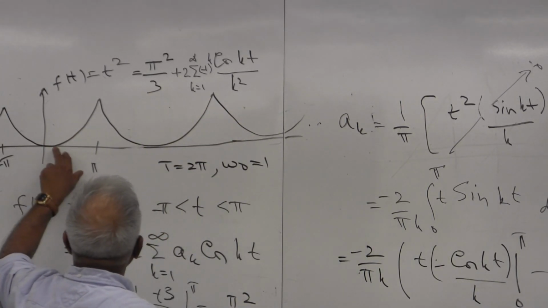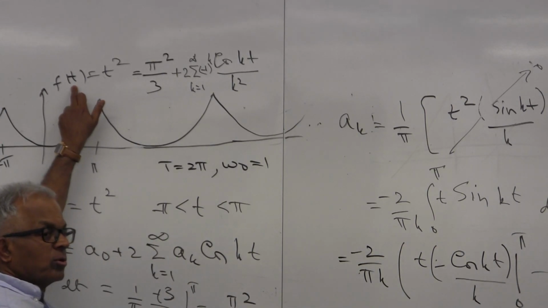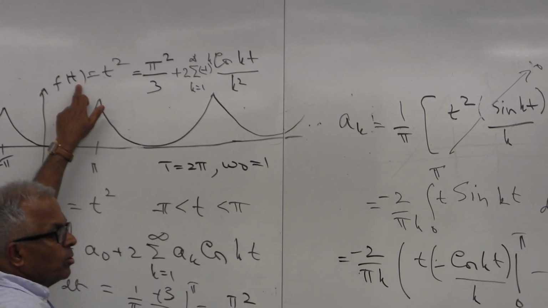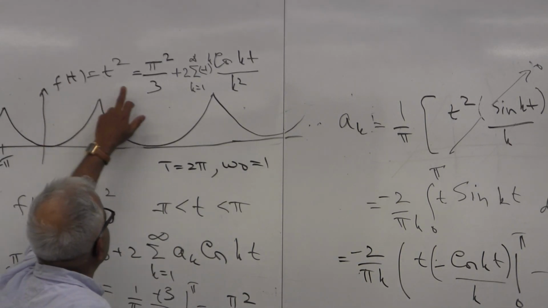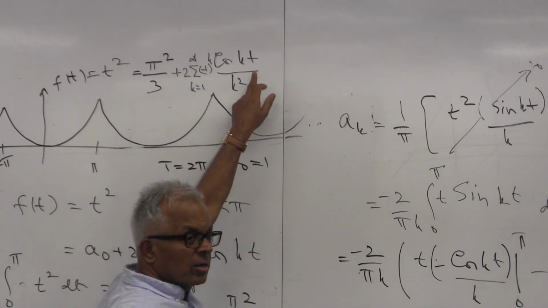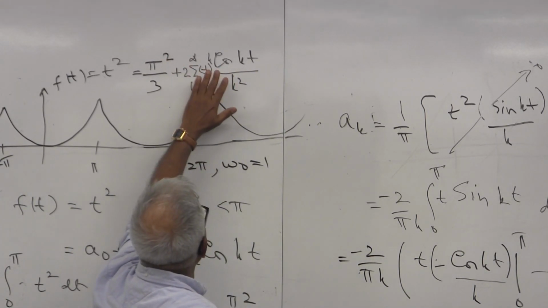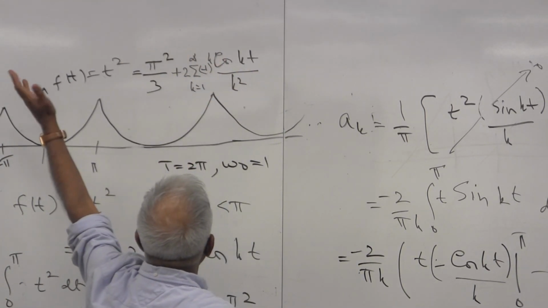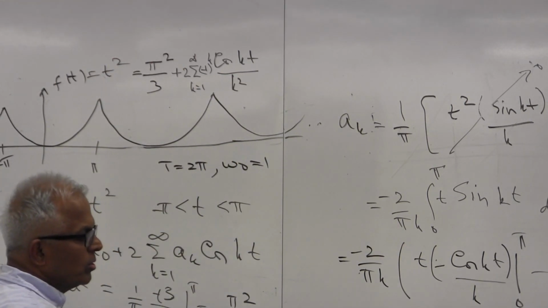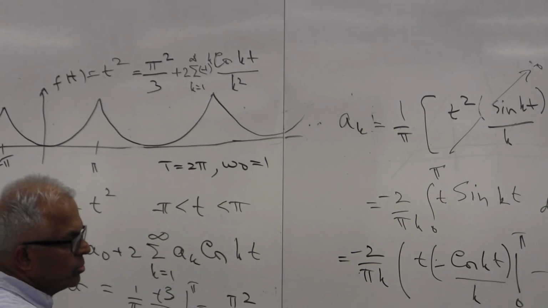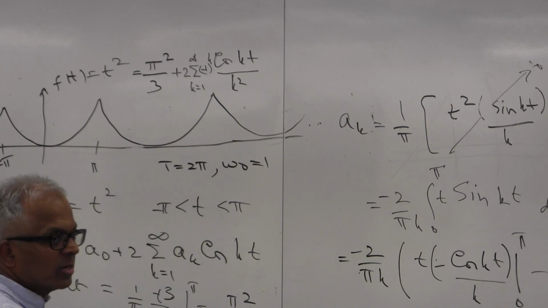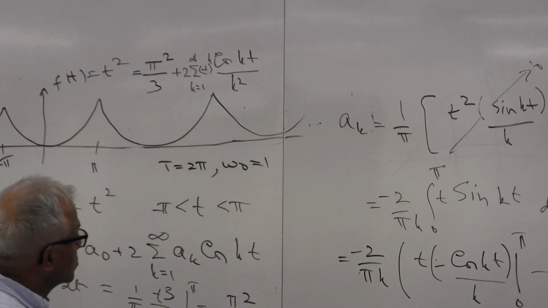For example, what is the value of ft at t equal to 0? 0. So put t equal to 0. So the left side is 0. The right side, this is 1, right? So if you bring this term to the other side, you get this alternating 1 over 1 squared minus 1 over 2 squared plus 1 over 3 squared equal to pi squared by 3, which is a classic result also.